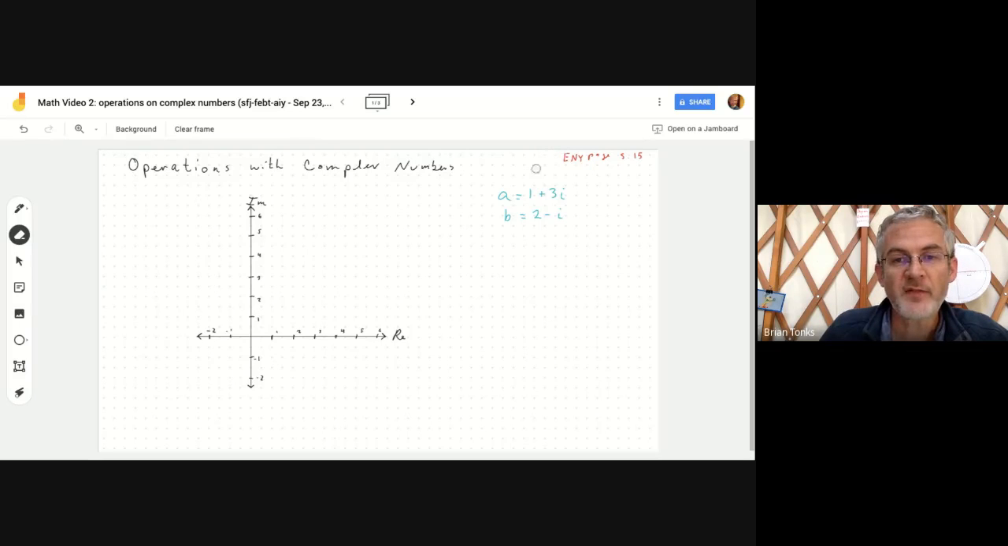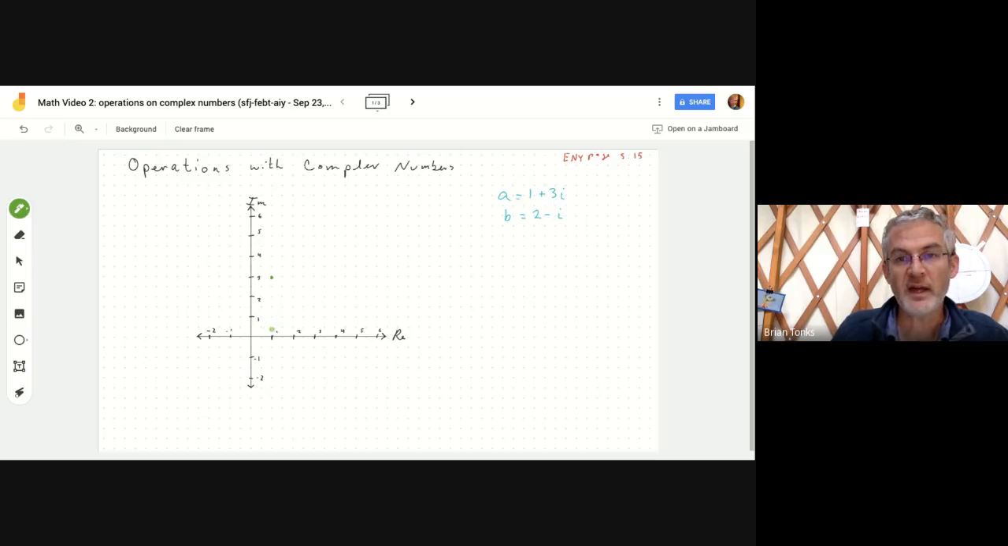So here we have the complex plane, and we have two complex numbers, a and b. We have the real number line, and we have the imaginary number line. We're going to go ahead and plot both of these. So let's plot a. Let's make a green. We're going to go over 1 and up 3 because it has a real component of 1 and an imaginary component of 3. So that 3i gets plotted up here.